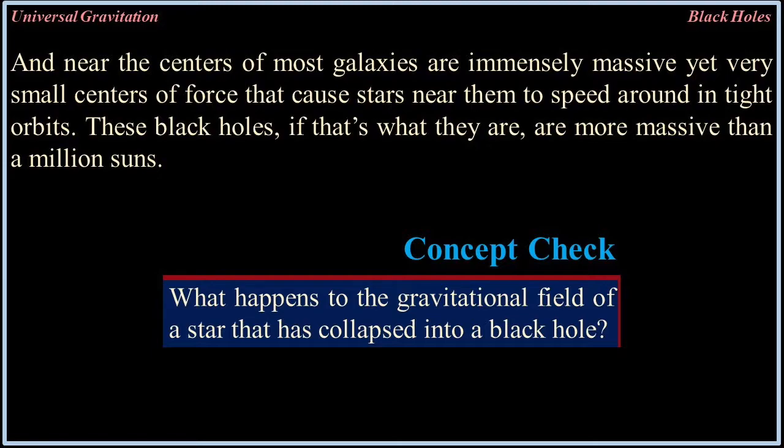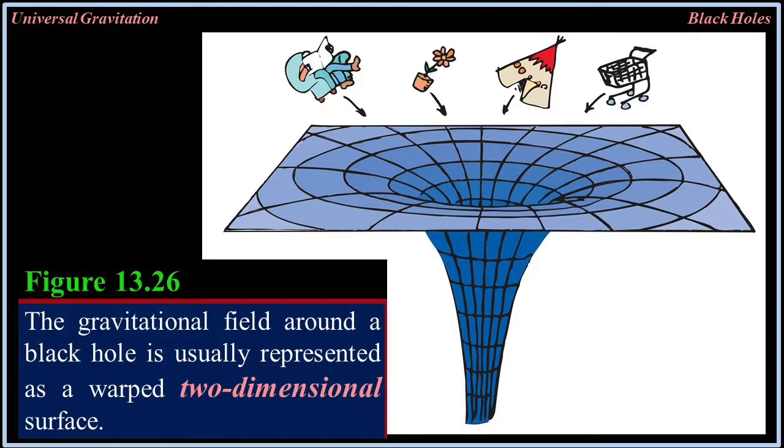What happens to the gravitational field of a star that has collapsed into a black hole? Figure 13.26: the gravitational field around a black hole is usually represented as a warped two-dimensional surface.